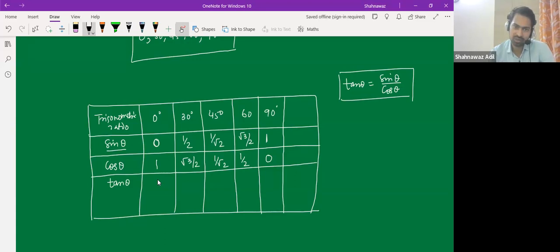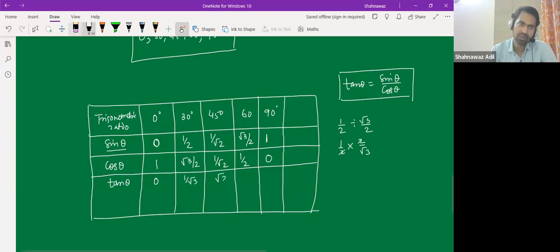0 by 1 is how much? 0, right? 0 by 1 is 0. And what is 1 by 2 divided by root 3 by 2? So 1 by 2 into 2 by root 3, so 1 by root 3. Then this is root 2. This is what? 1 by root 2, 1 by root 2. So 1. And then this is root 3.